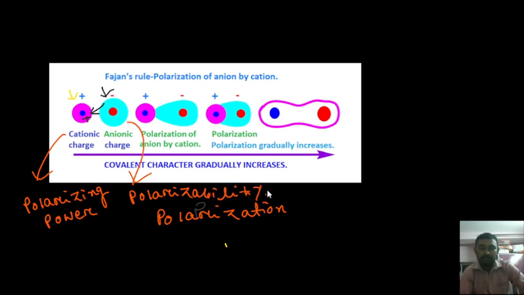So polarizability means the deformation of the polarization of the electron cloud of the anion happens. That is called polarizability, the term defined for the polarization that happens to the anion. And polarizing power means who is polarizing. That means the cation is polarizing the electron density of the anion. That's why it is called the polarizing power of the cation.